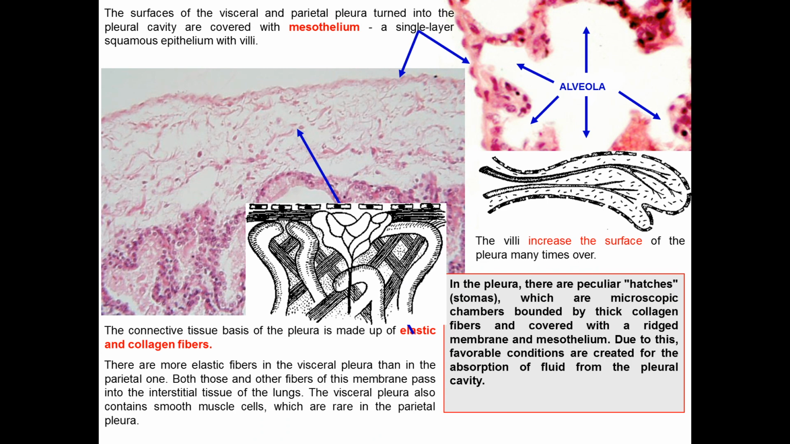In the pleura there are peculiar hatches or stomata, which are microscopic chambers bounded by thick collagen fibers and covered with a rich membrane and mesothelium. Due to this, favorable conditions are created for the absorption of fluid from the pleural cavity.